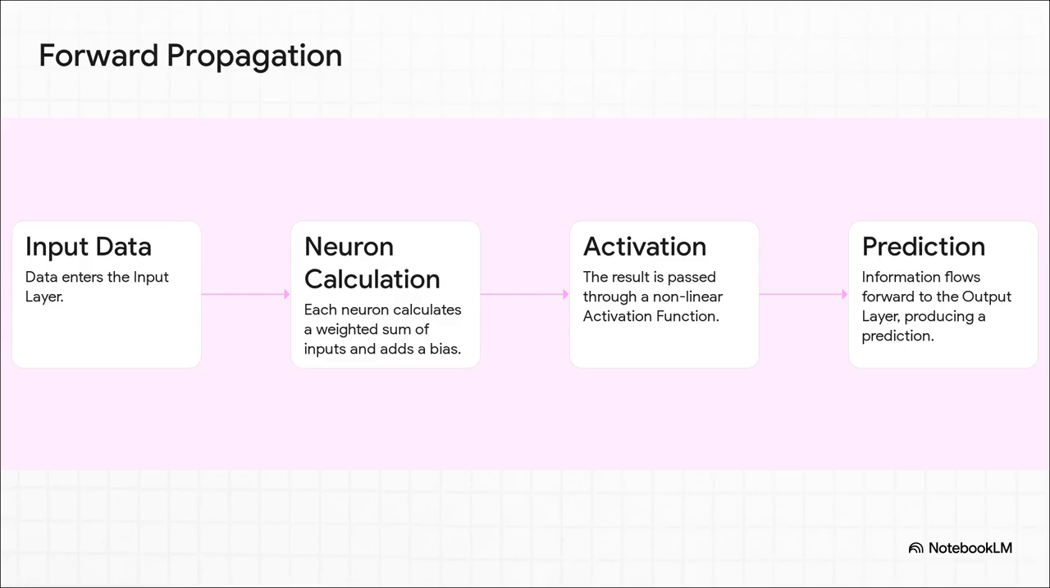Data, like the picture of that cat, goes into the input layer. It then flows forward through all the hidden layers. At every single neuron, a little bit of math happens. Inputs are multiplied by their weights, the bias gets added, and the result is passed through an activation function, which basically just decides if the signal is strong enough to keep going. This chain reaction continues until the very end, the output layer, which spits out its best guess.